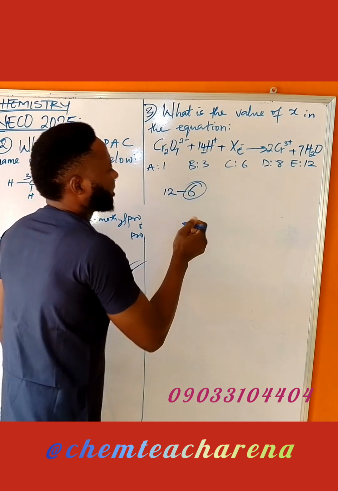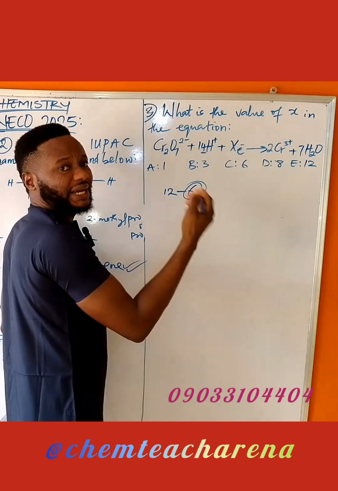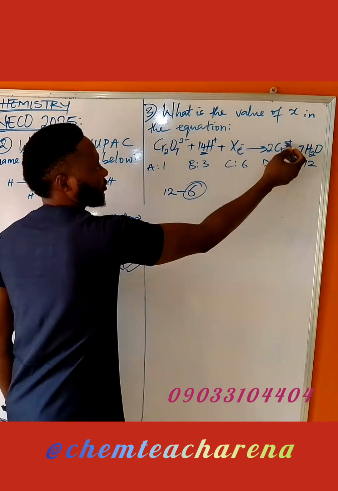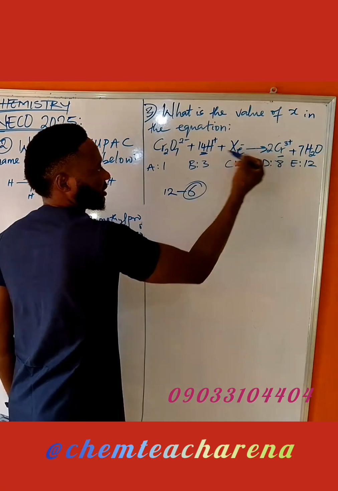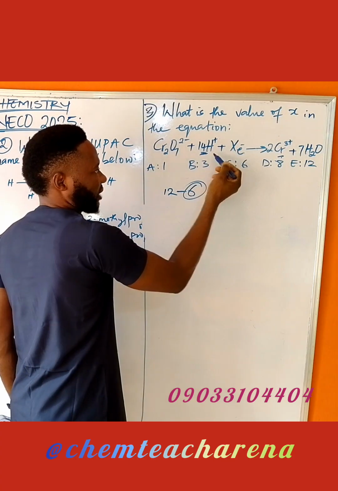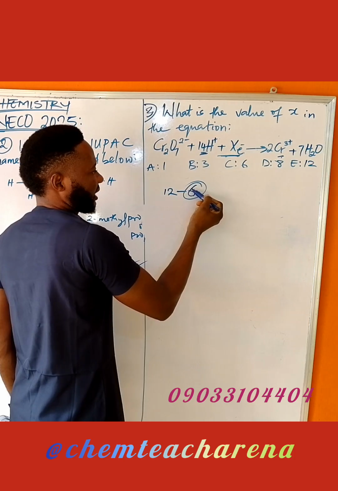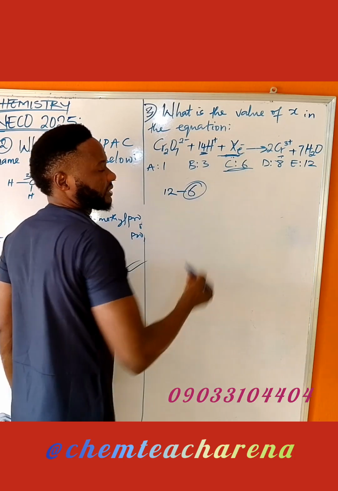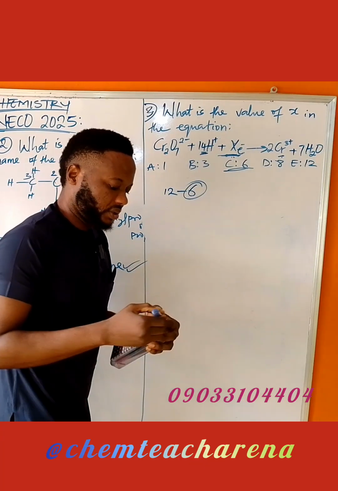Then you add this 6 to the side with higher charge. If you check here, we have 14 minus 2, which is 12 here, and here we have 2 times 3, which is 6. So 12 is higher than 6, so we are adding it to this side. So x here becomes 6. That is the answer to that one.